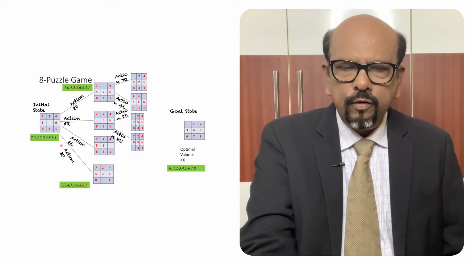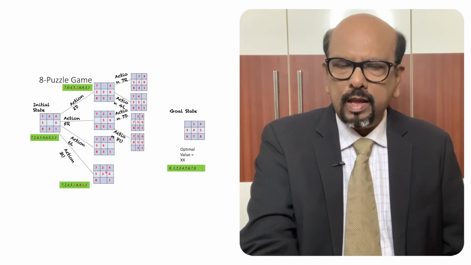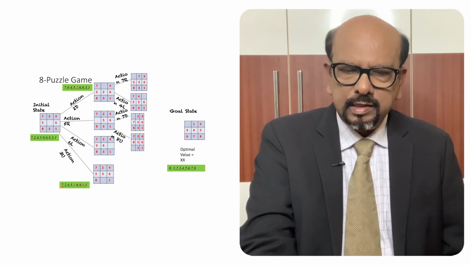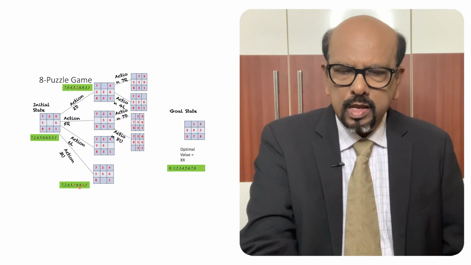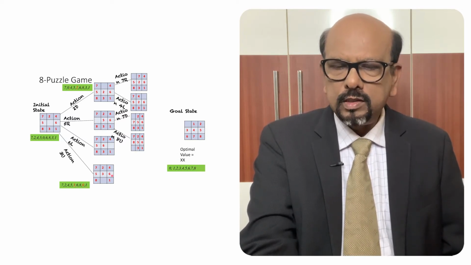Similarly here, if you do 3U, 3 is here, you move it upwards. Then you will get it like this. So this is 724 536 801. So this is how it is.